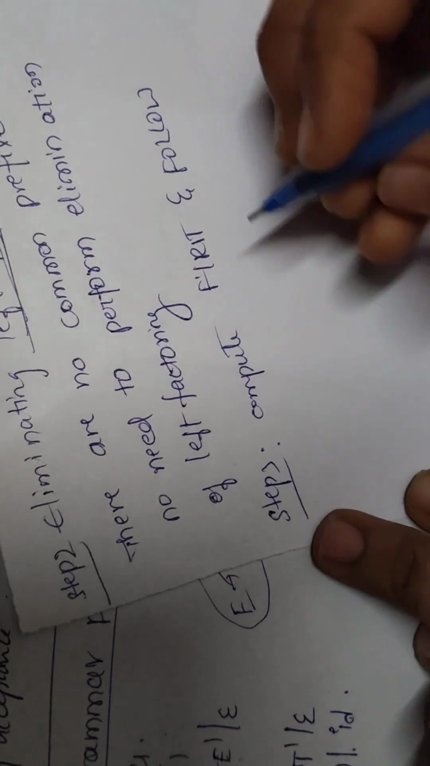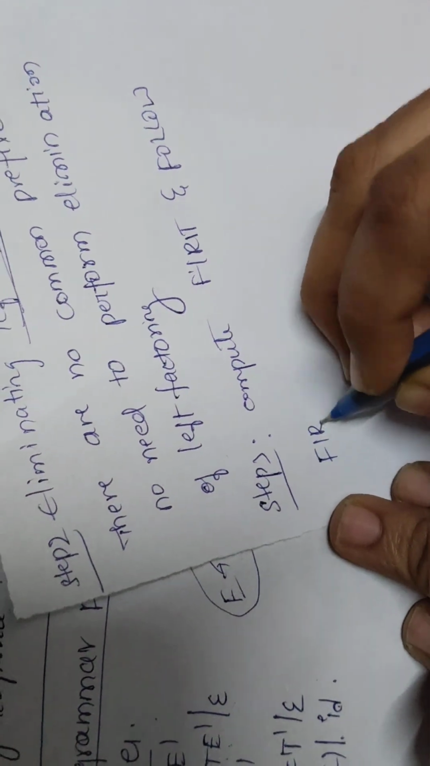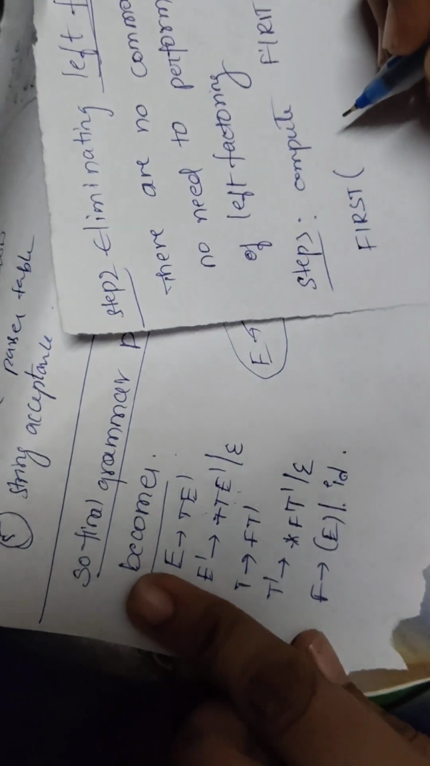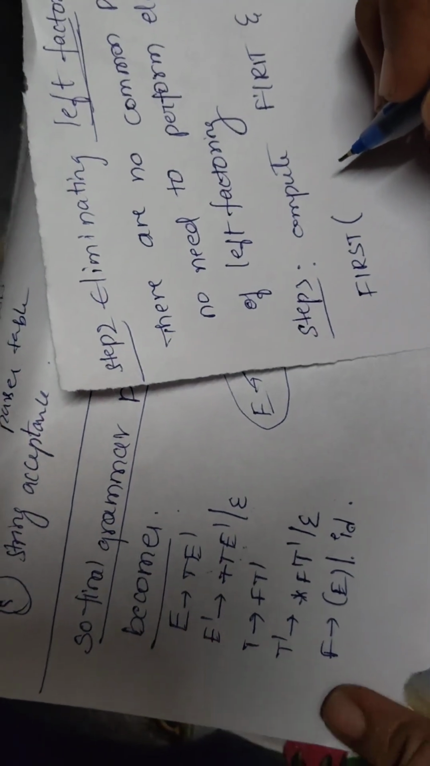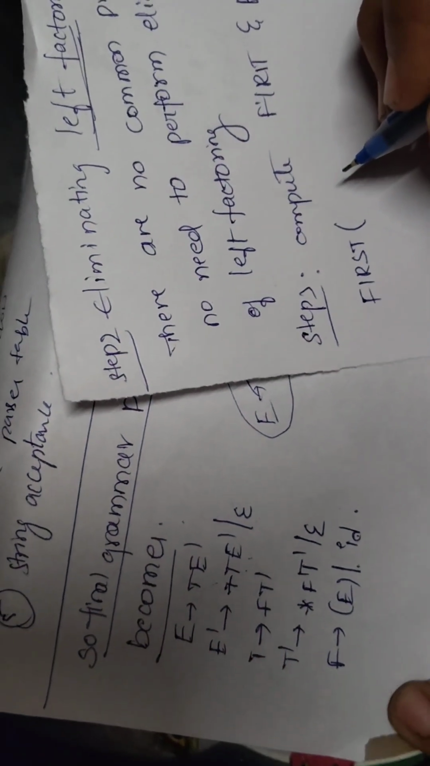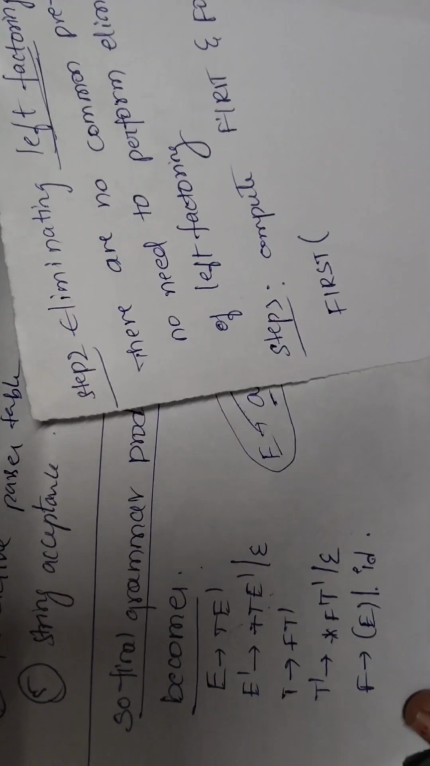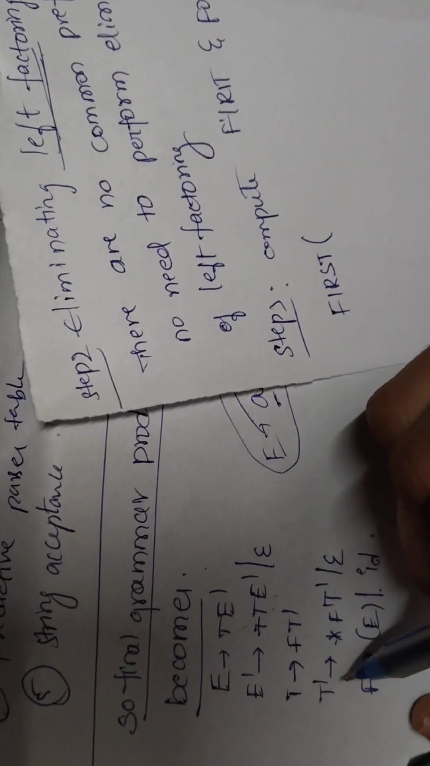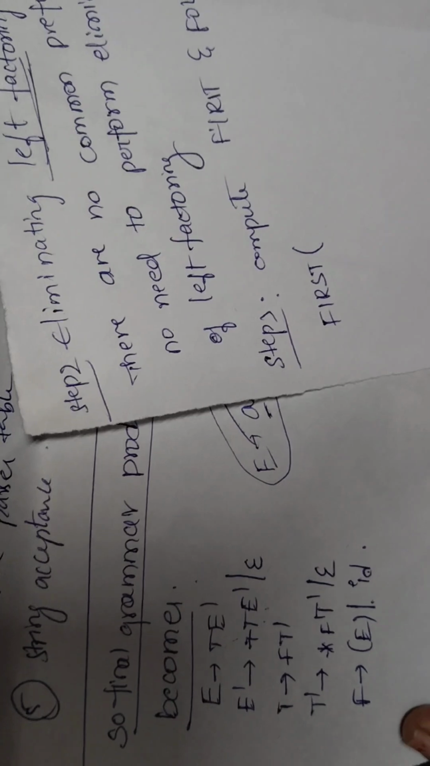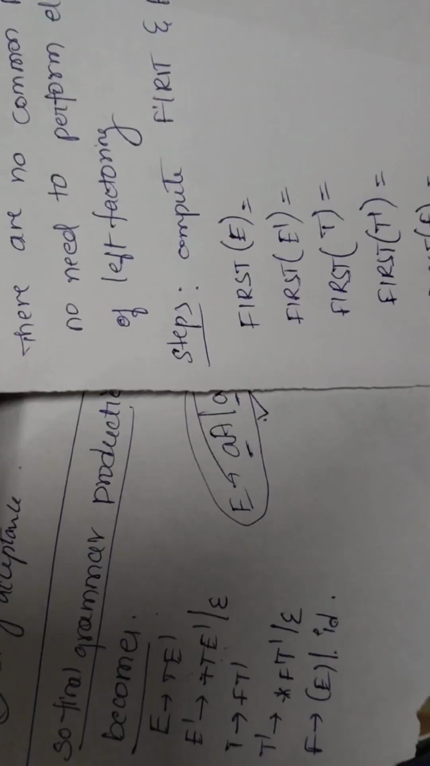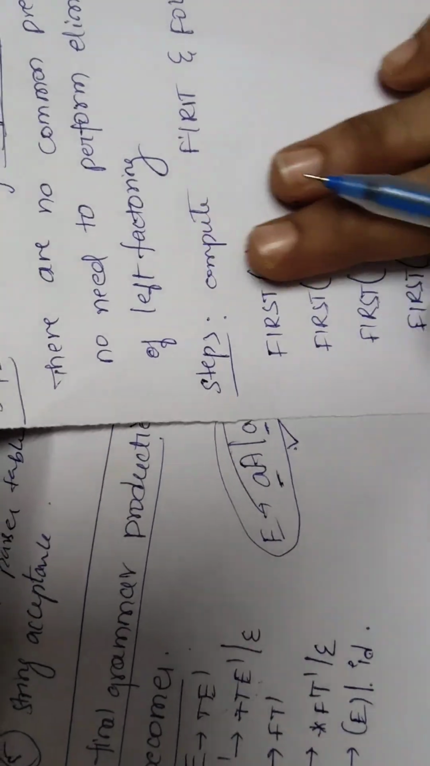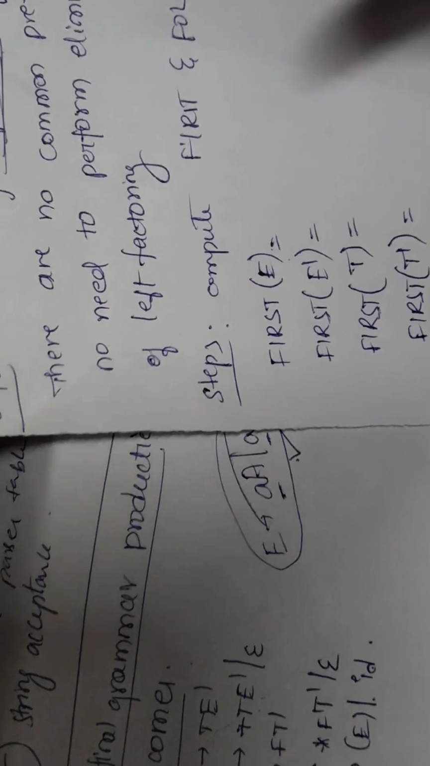We need to calculate the first. So in order to calculate first, for all the non-terminals we will be calculating the first. For the left side elements, the non-terminals here are E, E dash, T, T dash, F. So for all of them we need to calculate first and follow. So what is first of E? We need to write like this, first and follow.